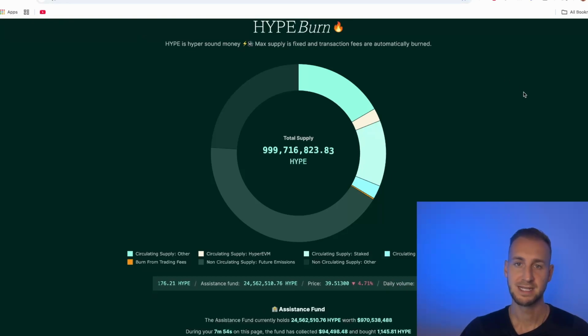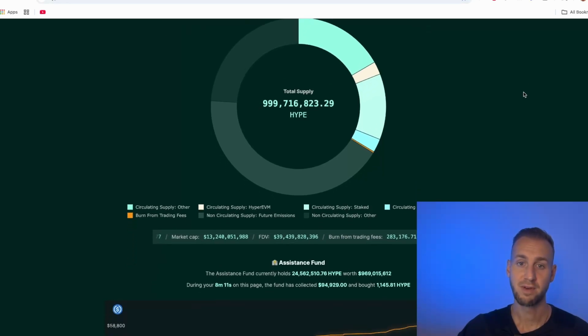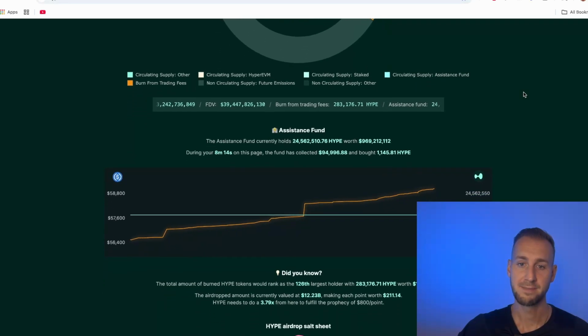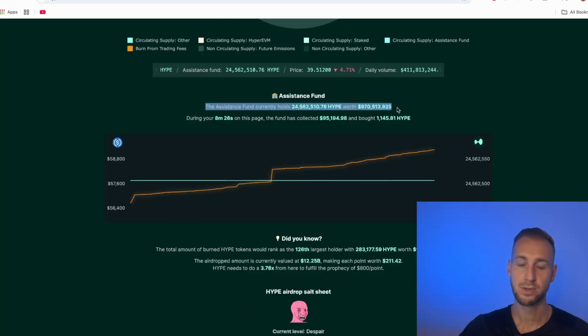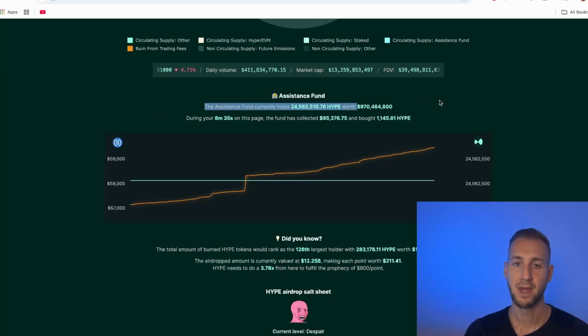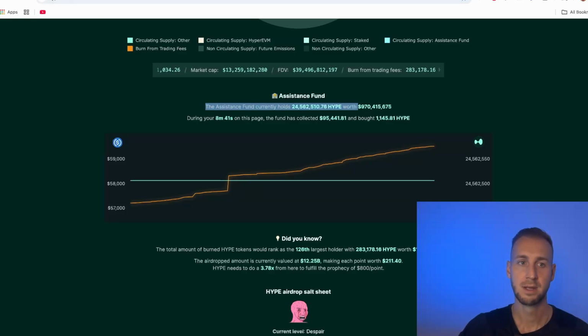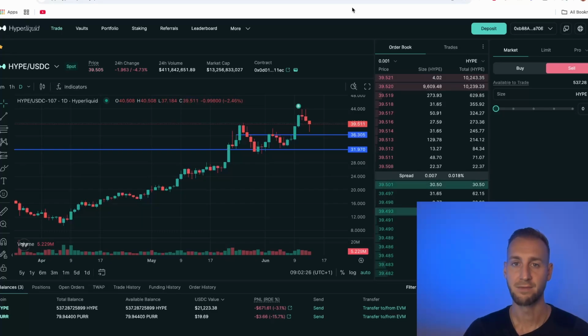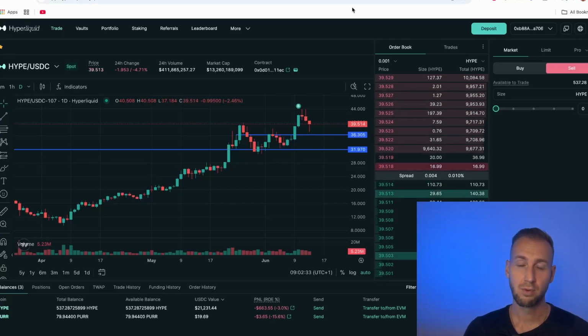You've also got Hyperburn, a deflationary token here, because all EVM activity requires gas paid in Hype, but all of that gas is burned. And on top of this, the protocol is using its own fees, which is obviously a very profitable endeavor. They're making a lot of money. They use their revenue, the assistance fund as it's called, to buy back Hype. And they currently hold 24.5 million Hype tokens worth almost $1 billion in today's value. So they're actively buying back their own token with platform revenues. And that's why I guess you can see that the chart for Hype is a lot more impressive than most altcoins out there.